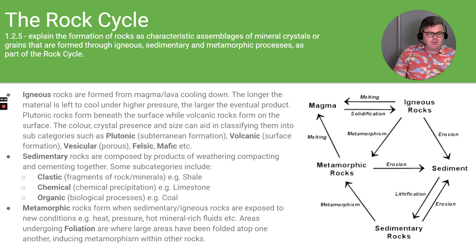Our rock cycle here looks a little bit complicated, but here's an easy way to help you remember it. Let's say we're starting at magma, and it suddenly undergoes solidification. It might just be cooling down, so it goes from there to igneous. If we were to go the other way, it means it's being melted. That could be due to volcanic activity in an area.